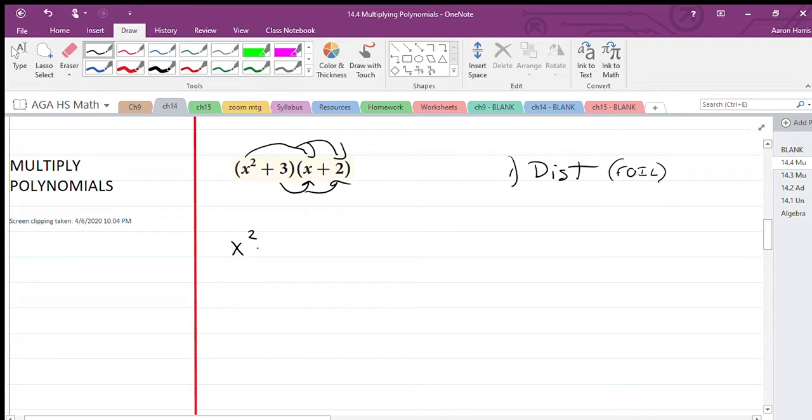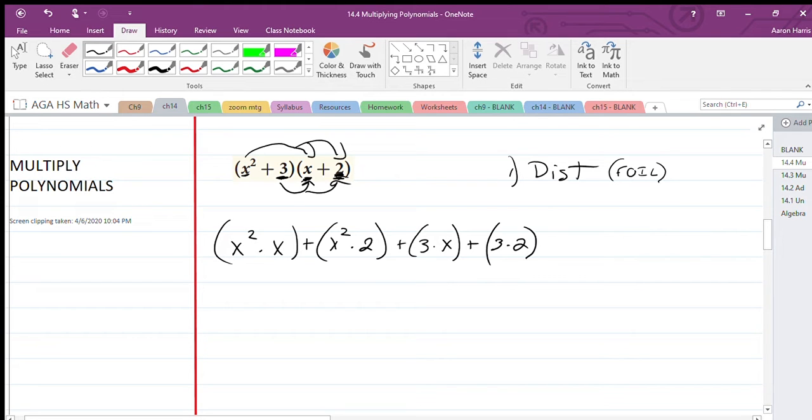And then for you to show work, I would actually show it. So x squared times what? X. That's the first term. Then I'm going to add to it x squared times what? The second term, 2. Then I'm going to add to it, now I'm going to use 3. So 3 times what? This first term times x. Add to it 3 times the second term, which is what? 2.